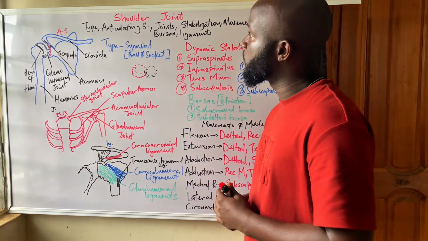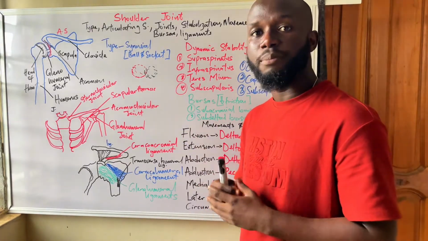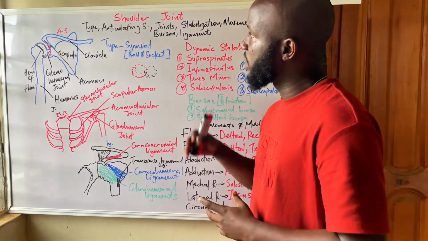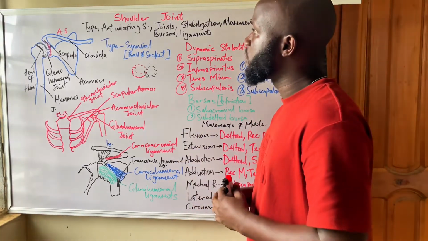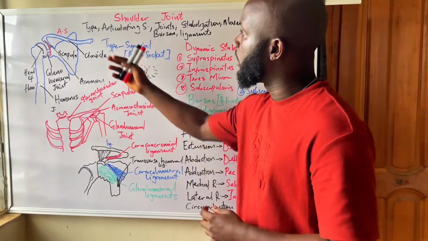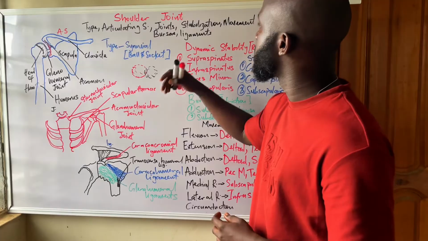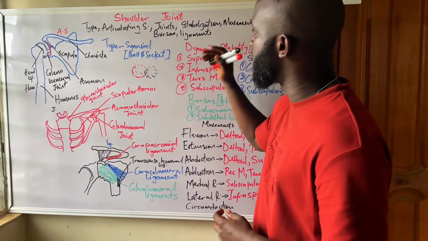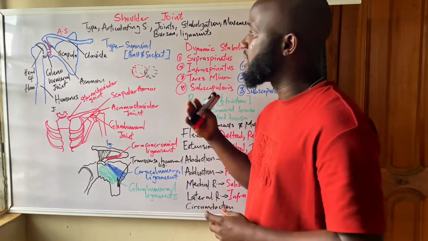In today's teaching, I'm going to be discussing the shoulder joint, and a joint is an area where bones meet. So the shoulder joint is an area in the shoulder where they meet. I'm going to be using this outline. I'm going to be discussing the type, the articulating surfaces, the joints, the stabilization, the movements, the bursa, and the ligaments. So let's start by discussing the type.